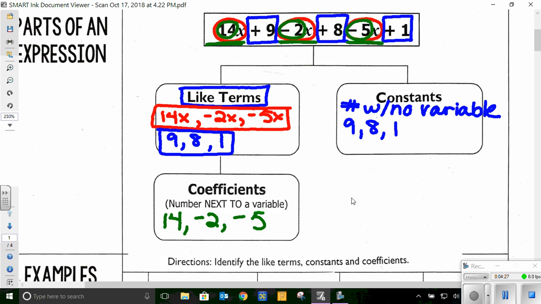Remember, my 9, my 8, and my 1 that we put over here, these are just constants. They're not a coefficient. They don't have a variable with them. They constantly are the same thing. 9 is always 9, 8 is always 8, 1 is always 1.